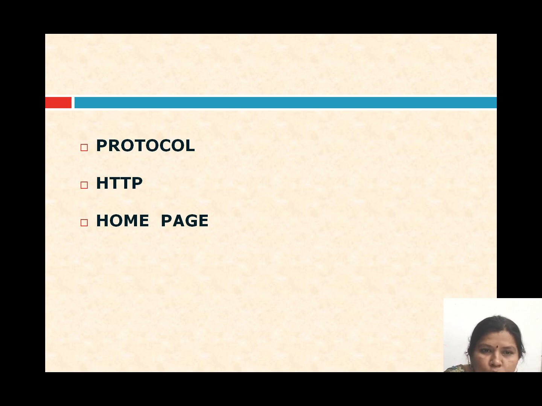And next one is home page. It's the first web page of a website, and it is the main page where we can find hyperlinks to other pages on the site.